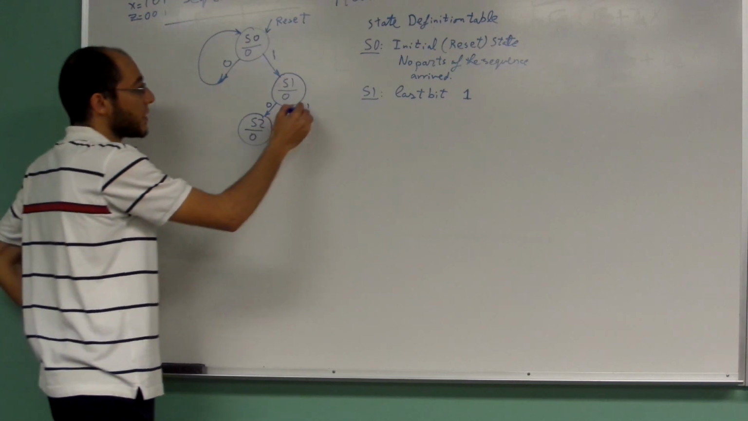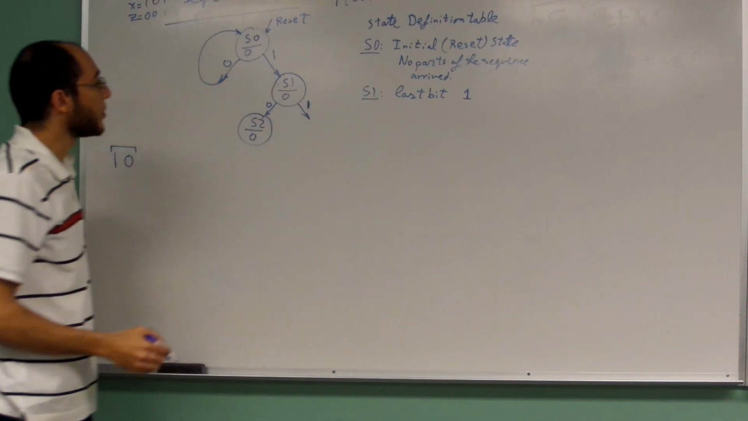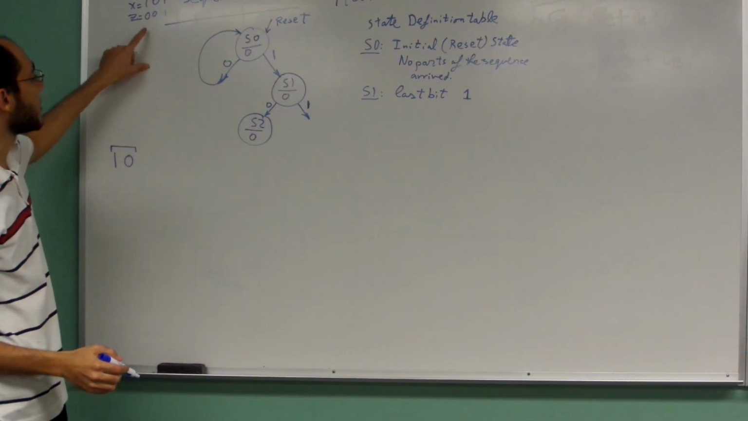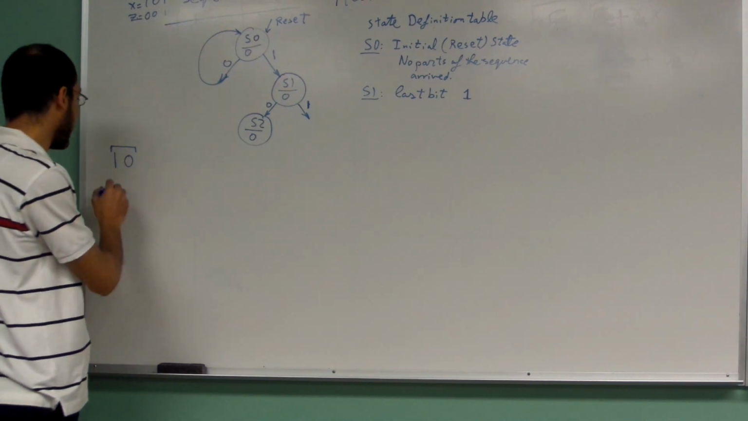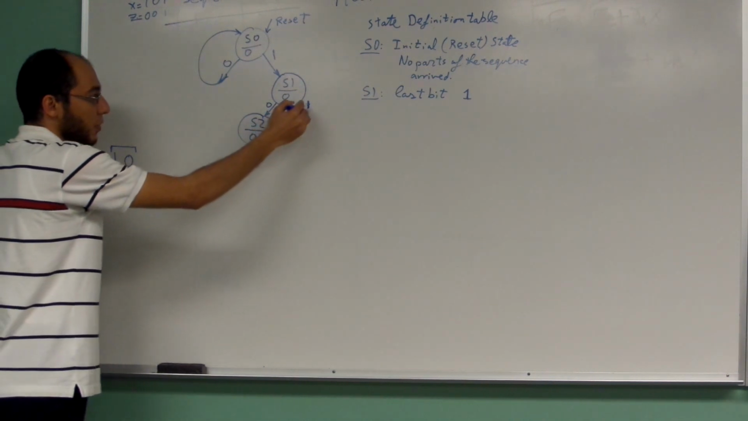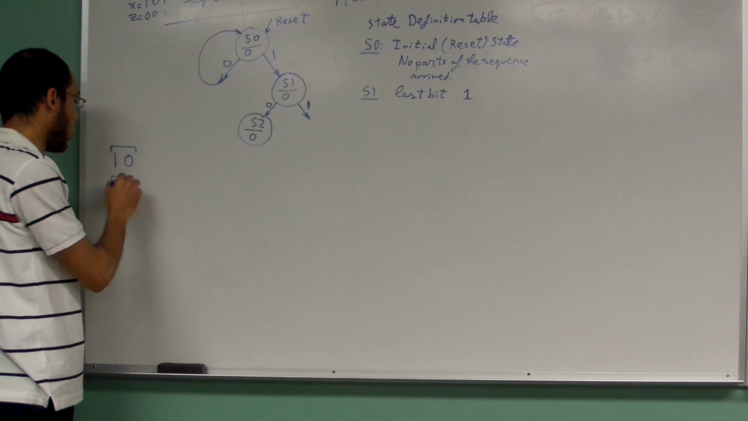However, if I receive a 1, does this represent a part of the sequence? What have I received so far? 1, 1. This one represents that I have received so far 1, 1.